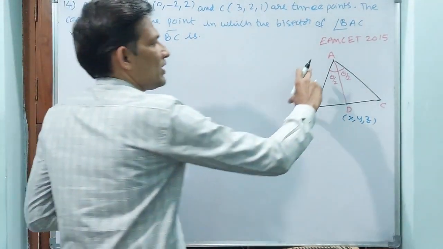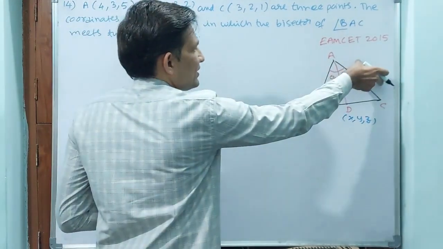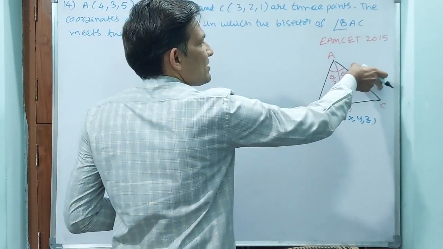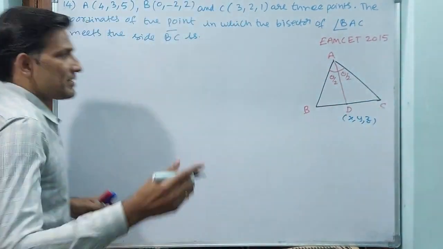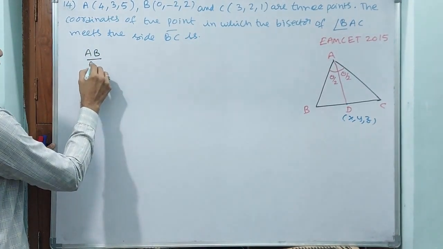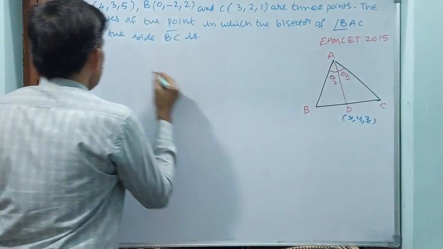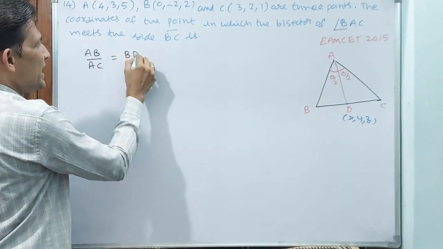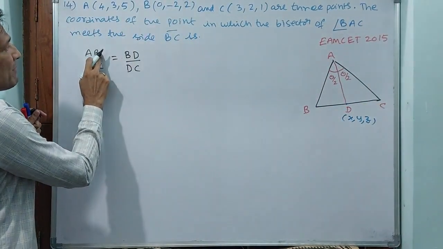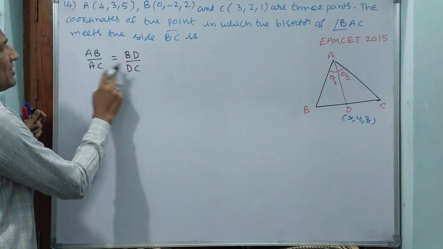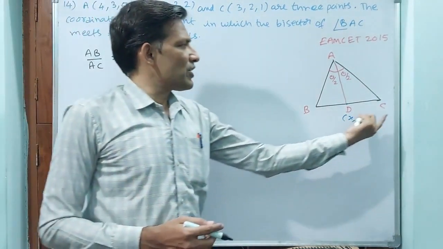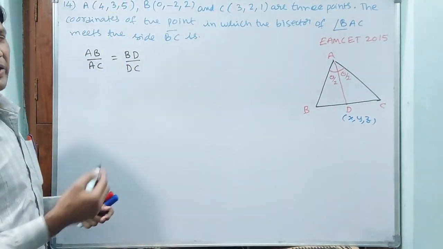How are you going to find the ratio? The logic is, AB distance you can find, AC distance also you can find, because A, B, C are given. AB divided by AC is equal to BD divided by DC. You write that first: AB divided by AC is equal to BD divided by DC. Where it is B, B has to come, where it is C, C has to come. That you can remember. BD divided by DC is the internal ratio. If you get this, automatically you will get that.